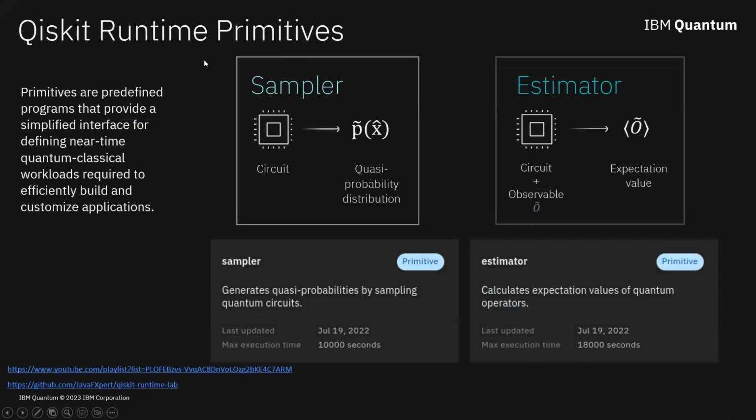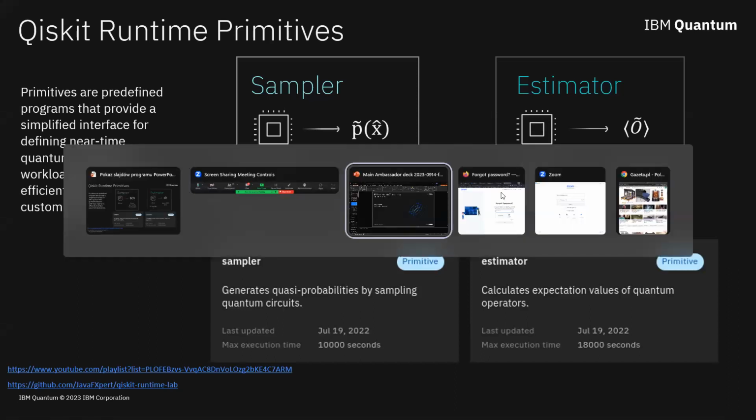Okay, let's go to the Qiskit runtime. In the Qiskit runtime, we have two different primitives. The first one is the sampler, which will create the quasi-probability distribution. And we have the estimator, which will do an estimation of the value of an observable. Those two systems are available in IBM Cloud.